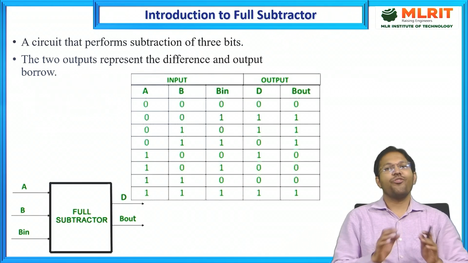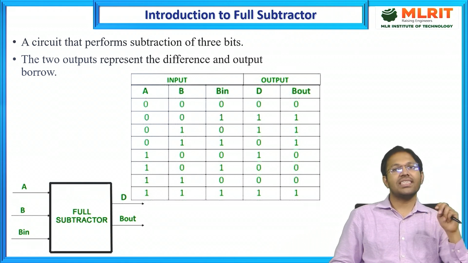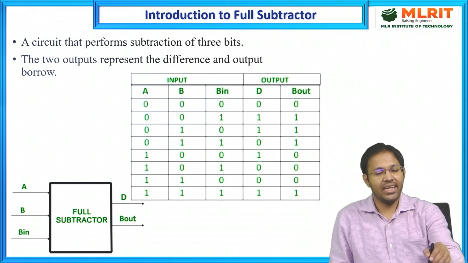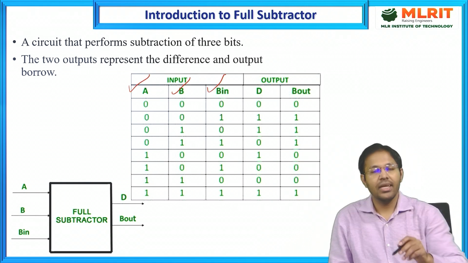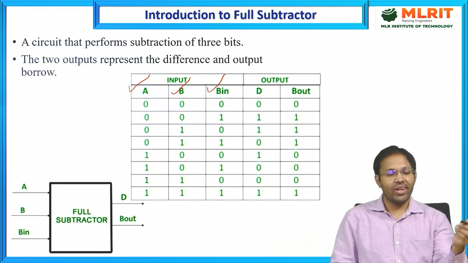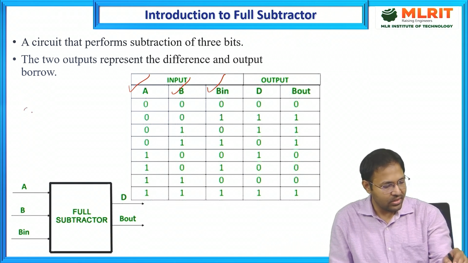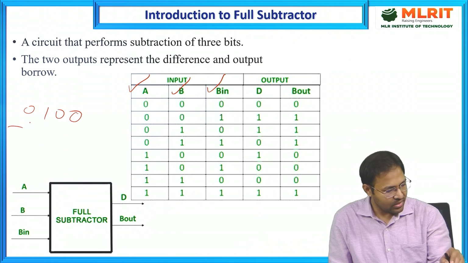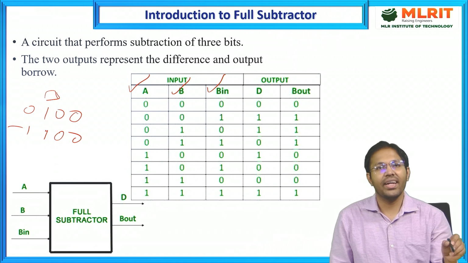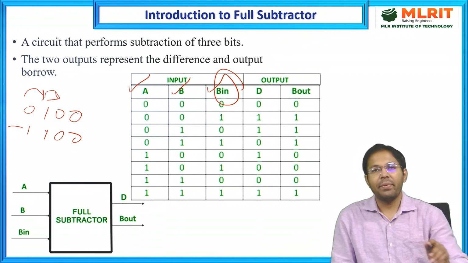First of all, what do you mean by full subtractor? It is subtraction including 3 bits. If we say subtraction considering only 2 bits, it is half subtractor. So, we are taking 3 bits A, B, B in. B in stands for a borrow input. Whenever we perform mathematical operations, there are cases where we require to take borrow from the previous case, right? That is what B in represents.